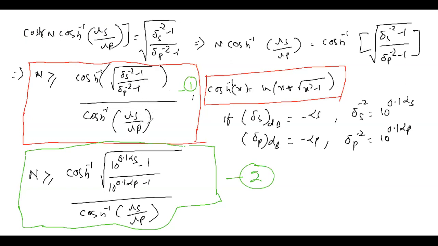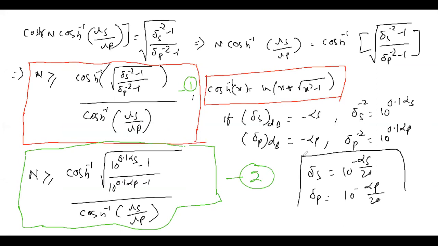Okay, don't make a mistake. This is the calculator operation, and this is if it is given in dB. Or if you want to write, del s equals 10 to power minus alpha s by 20 and del p equals 10 to power minus alpha p by 20. Then del s minus 2 equals this. Correct? I already did this in the Butterworth, that's why I wrote it directly, but no problem.